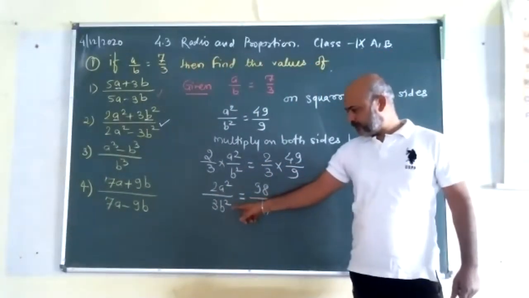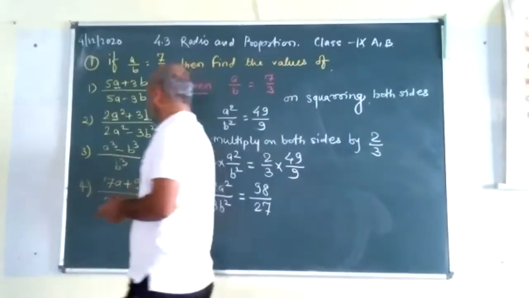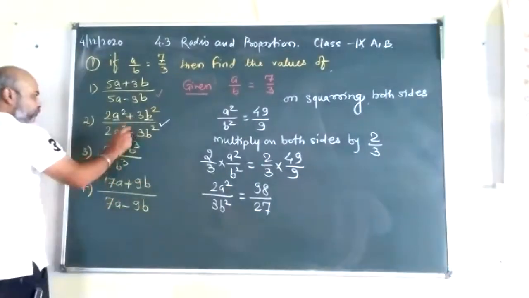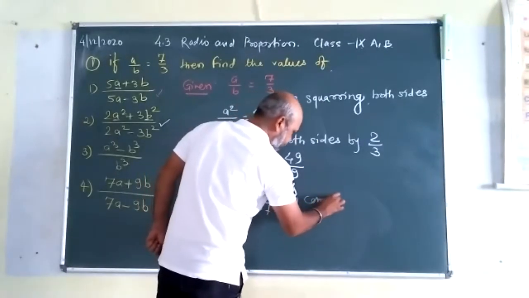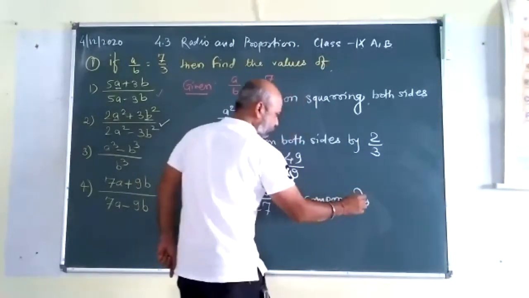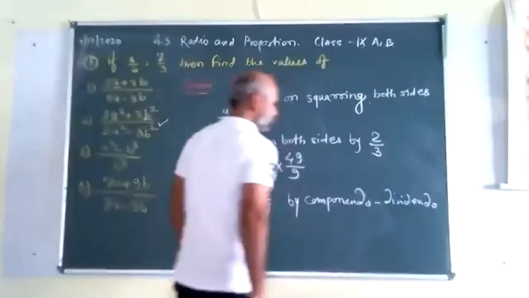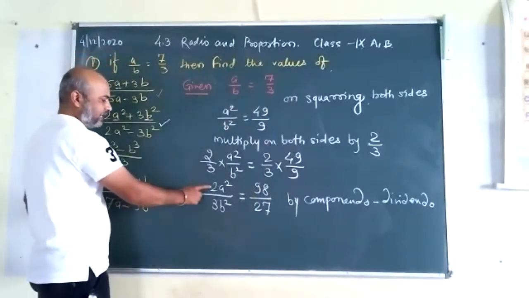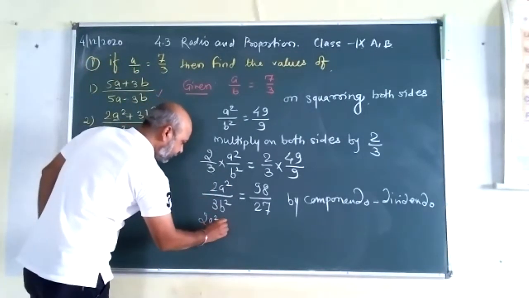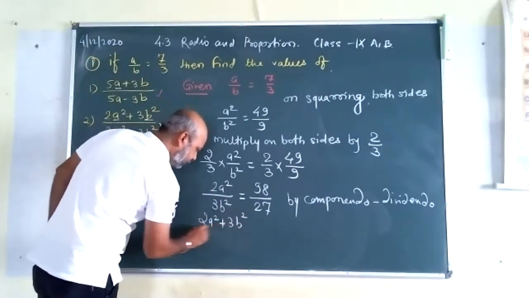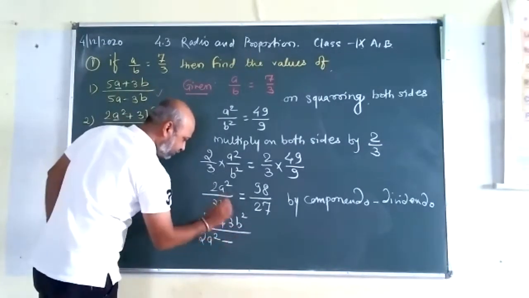So 2a square upon 3b square is 98 upon 27, and then you will use the property of componendo and dividendo again. By componendo dividendo, what will you write then? 2a square plus 3b square divided by 2a square minus 3b square.